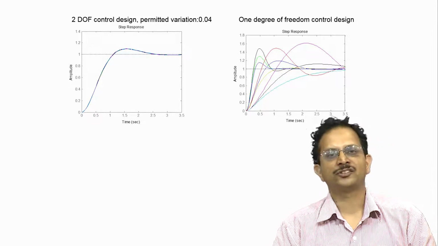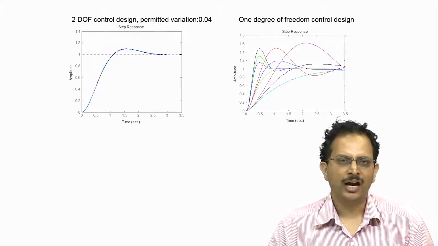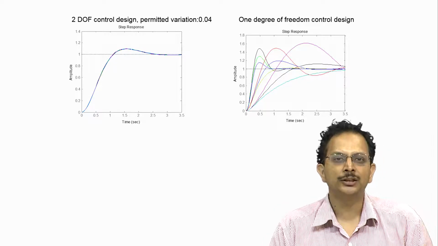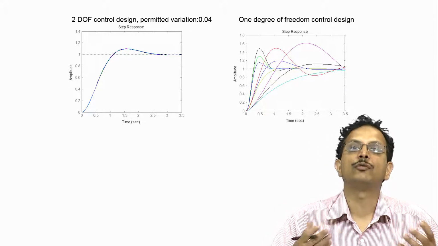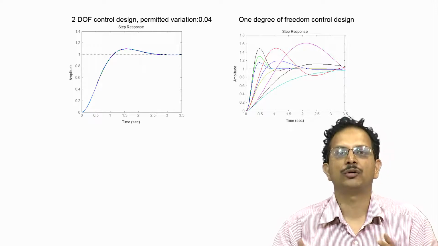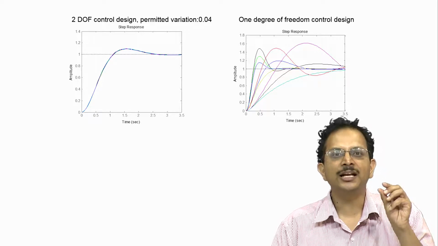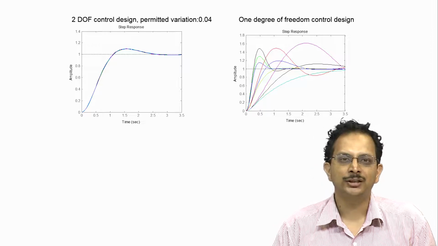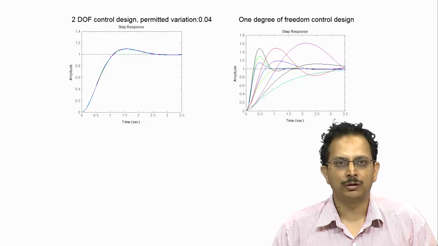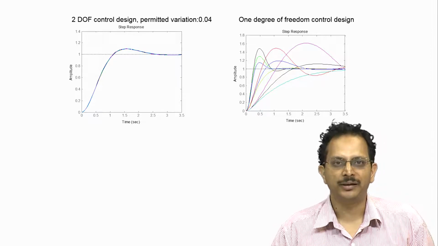If we were to relax this constraint a little bit and permit the variation in the closed loop pole to be within 0.4 units instead of 0.04 units, we can allow for slightly greater spread in the variation of the transient response of our closed loop system when the plant's parameters change.